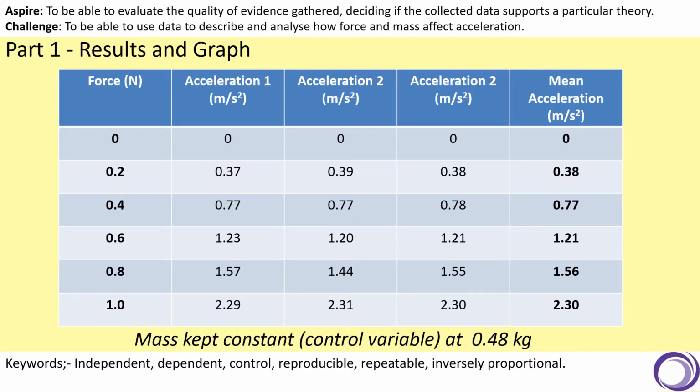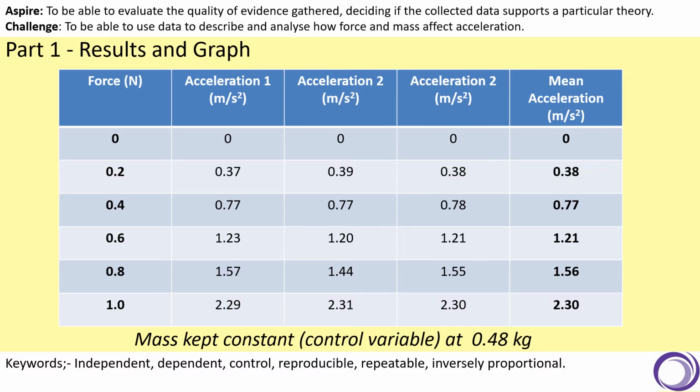Here's the results table for part 1. We've got the force on the left, so we've gone from 0 newtons up to 1 newton, so that's a range of 1 newton. I've added 2 extra columns where I've done repeat readings for you, and then at the end we've got a mean acceleration, which goes from 0, so when we've got 0 force we've got 0 acceleration, up to 2.3 meters per second squared.